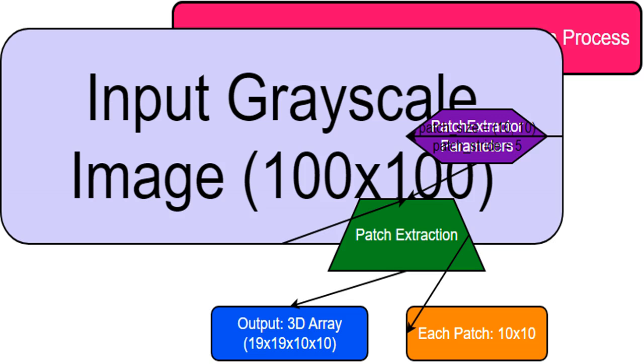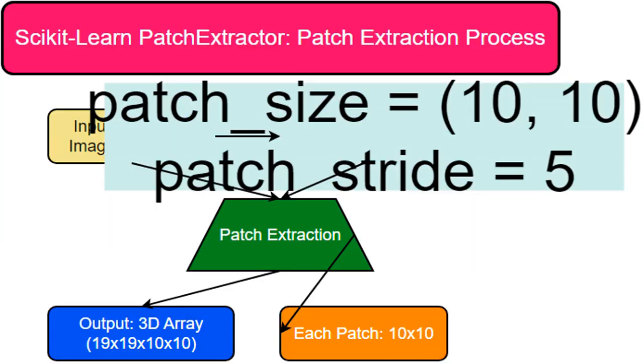I'm working with a grayscale image. It's a square image, 100 pixels wide and 100 pixels tall. Think of it as a 100 by 100 grid of grayscale values. Here, I set up the parameters for the PatchExtractor. Patch_size is set to 10, meaning I want to extract square patches that are 10 pixels by 10 pixels. Patch_stride is set to 5. This means each patch is shifted over by 5 pixels from the previous patch. I've explained these in the previous row.